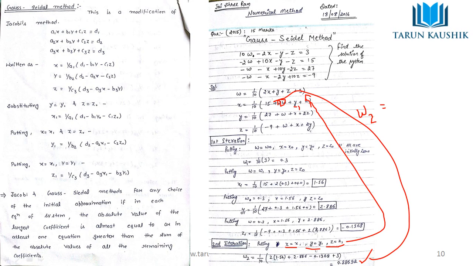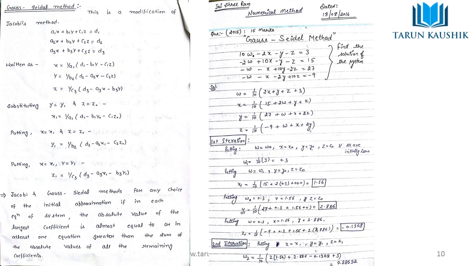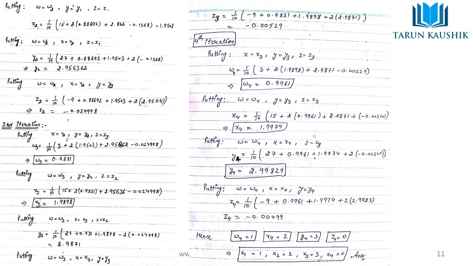Then calculate the value of x2. Now again put this x2 here and this w over here, and calculate the value of y by taking z as z1. Again calculate the value of z2 by taking the y you have calculated, the x you have calculated, and the w you have calculated. Okay, so do the process 4 times, third iteration and fourth iteration.